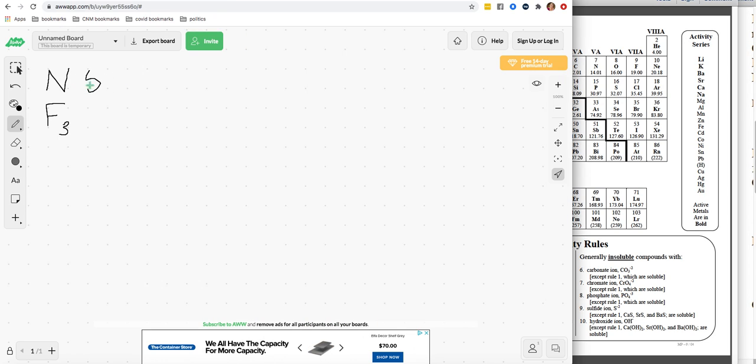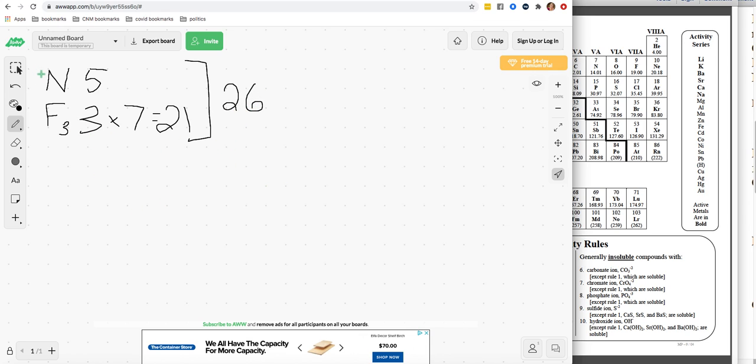So we'll write in the 5 here. And then we have 3 fluorines. They each have 7 electrons for a total of 21. Add the 5 and the 21 together, and you have a total of 26 electrons to work with.